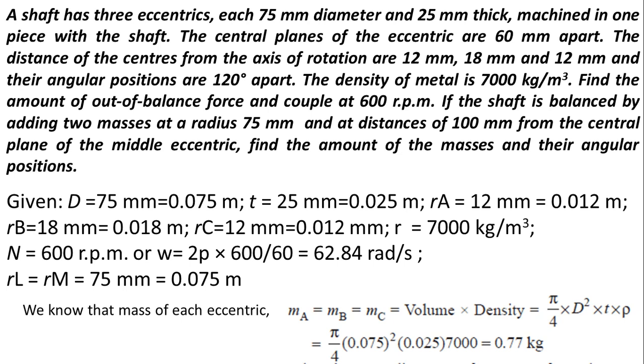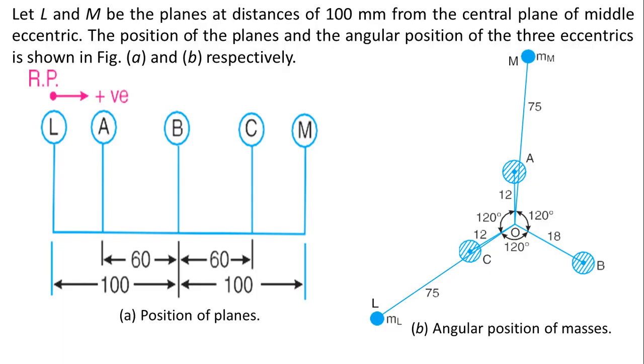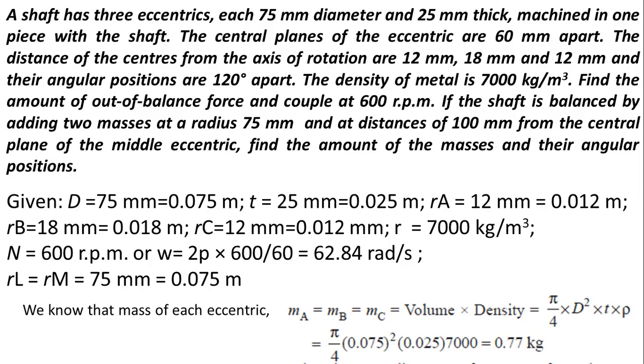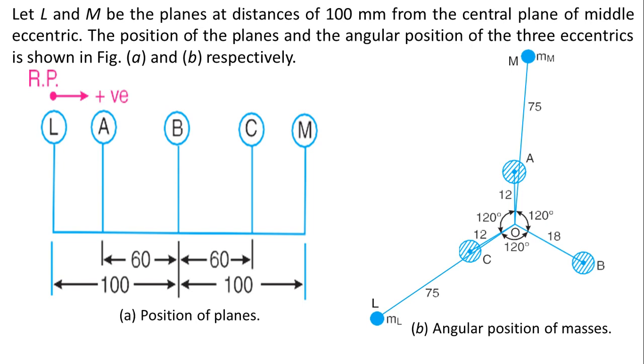Next part, the central planes of the eccentrics are 60 mm apart, means the distance between them is given as 60 mm, and there are two balancing masses to be added, let us take them at the L and M planes. So how will the figure be for this? ABC at the center, it is given 60 mm apart from this center plane. So B is the center, then 60 on the left side A and 60 on the right side for that, B to C.